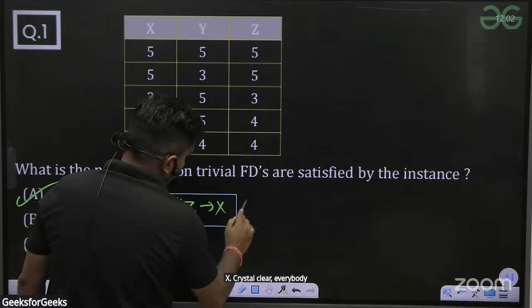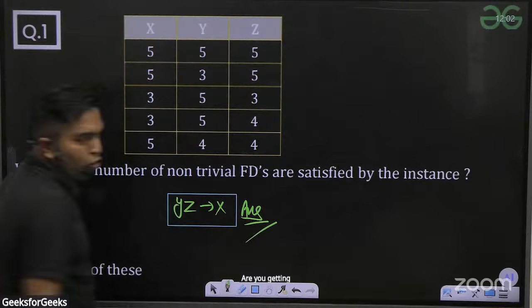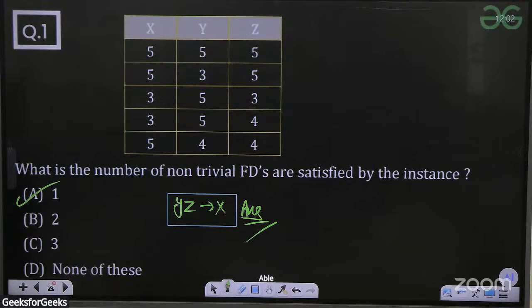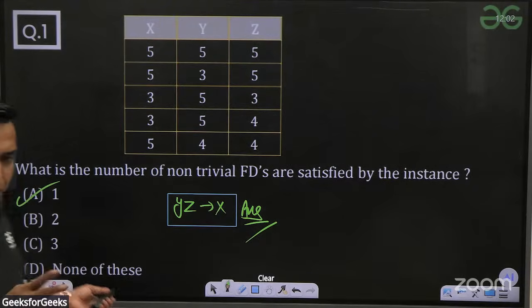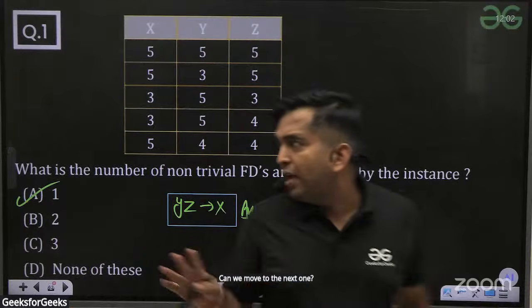Are you getting it? Crystal clear, enjoying? Able to solve the question? GATE questions we will solve without options. Don't worry about that. Clear? Can we move to the next one? Everyone getting it?